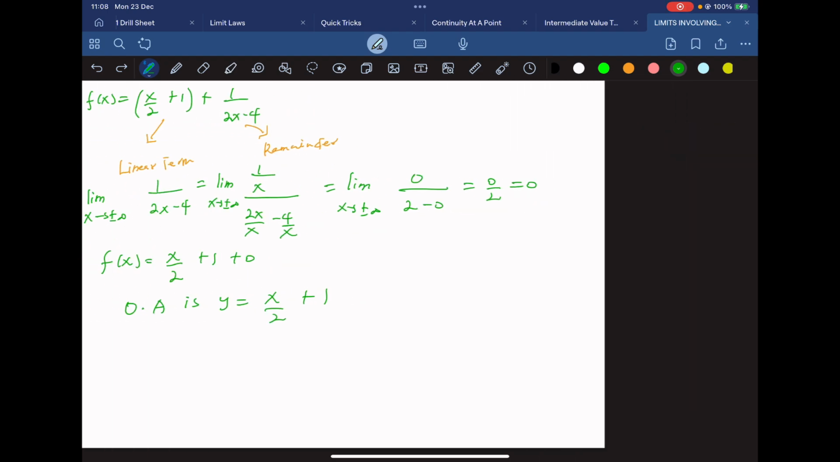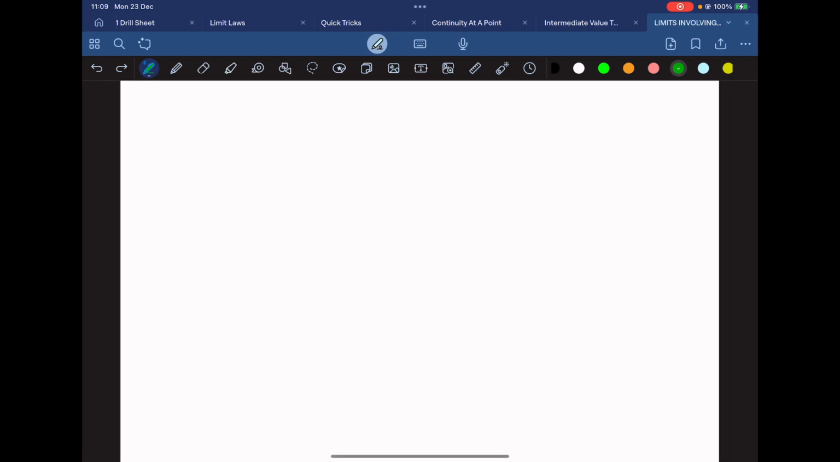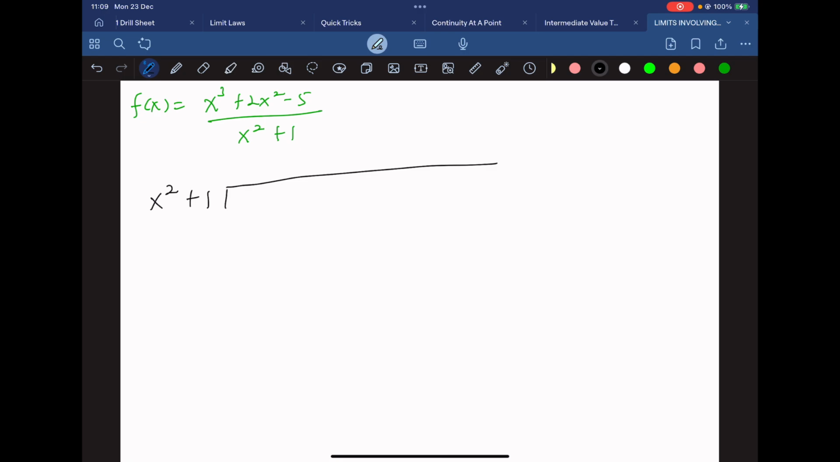Okay, let's solve another example. So we have f of x to be equal to x cubed plus 2x squared minus 5 out of x squared plus 1. So notice that over here the difference is 1. 3 minus 2 is 1, so an oblique asymptote exists. So first of all, we do our division and we write our terms. So we have 2x squared. There is no x term, so we have to introduce 0, then minus our constants.